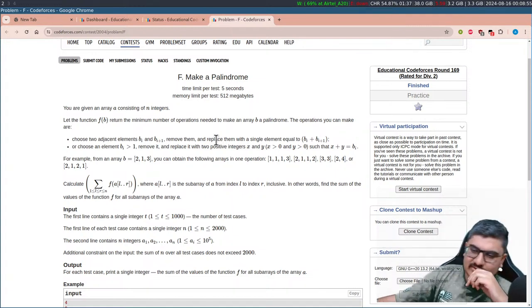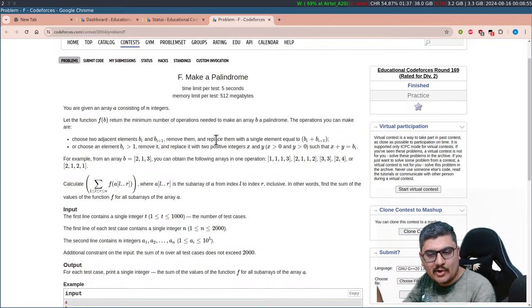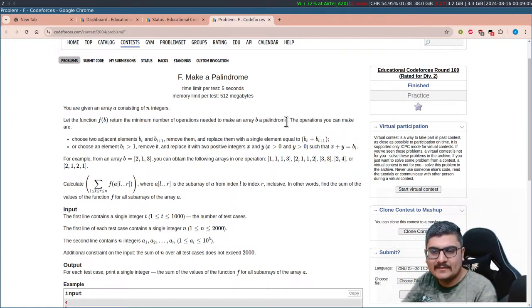Okay, question again, please. Sure. It says we have been given an array. We want to make this array a palindromic array. Because it can happen that the initial array is not a palindrome, right? So the idea here is you can do two types of operations. You can choose two nearby elements, remove them and replace them with their sum.